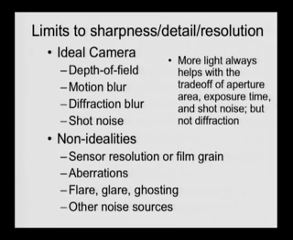So when we think about ideal imaging, we have to think about what are the things that limit the perfection of your image. What limits the sharpness or the detail or the resolution that you can get in an image? In an ideal camera, you don't have infinite depth of field. Depth of field is the range of distances in the object space over which your image is sharp enough.